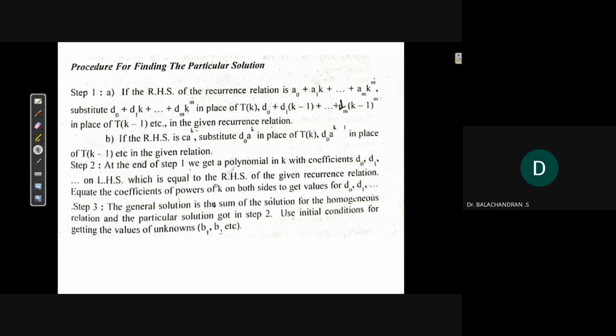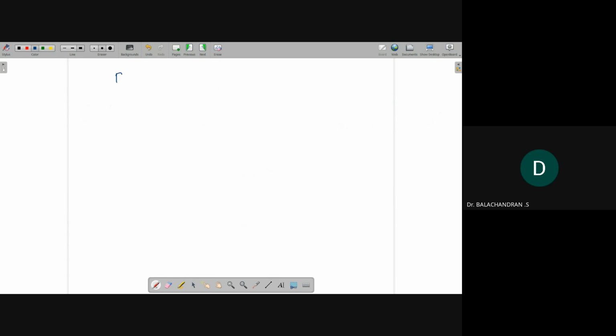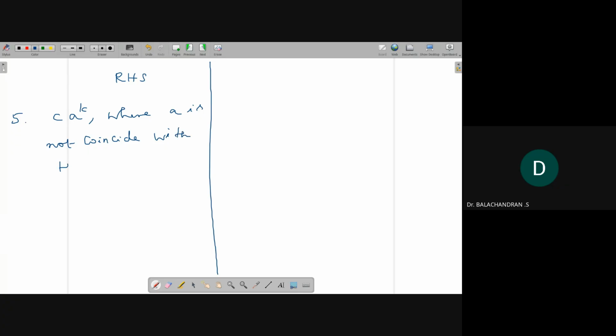Next, suppose your right hand side is some c into a power k, where c is a constant. So the right hand side is c into a power k, where this a does not coincide with the characteristic root.